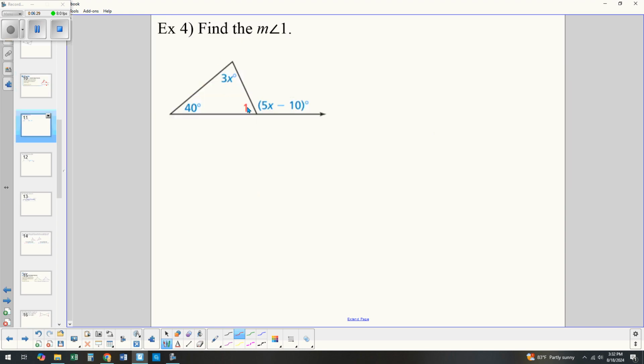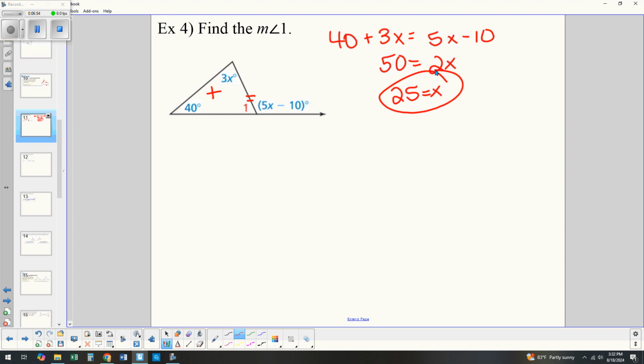So they want us to find this angle 1, which is an exterior angle, but to do that we're going to have to find x first. So I'm going to set up my equation where the sum of the two non-adjacent interior angles is equal to the one that's exterior. So 40 plus 3x equals 5x minus 10. So I could take away the 3x, I can add the 10, so we get x is 25.